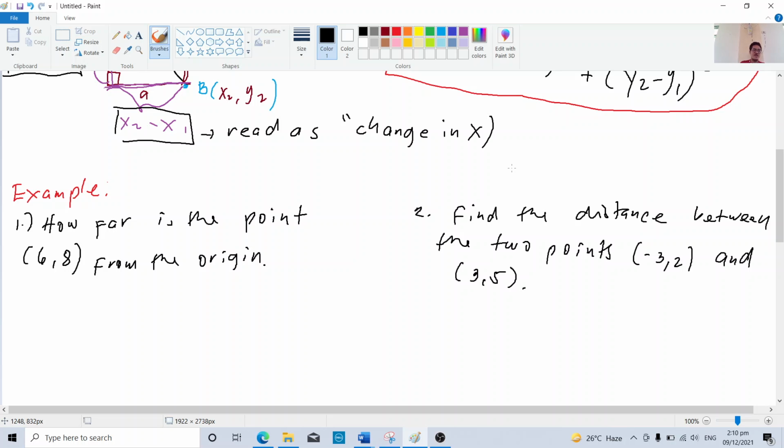For question number 1, how far is the point (6, 8) from the origin?